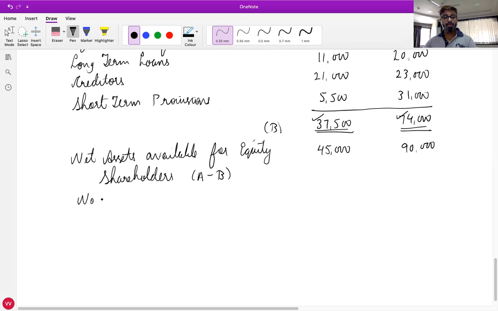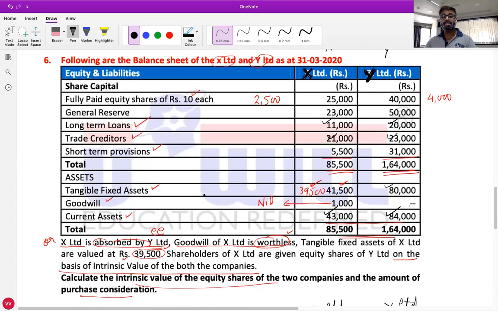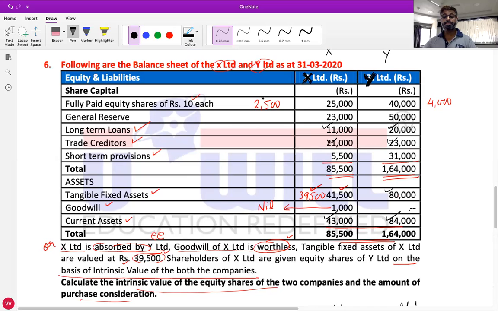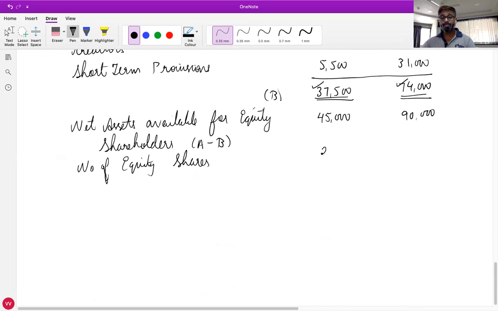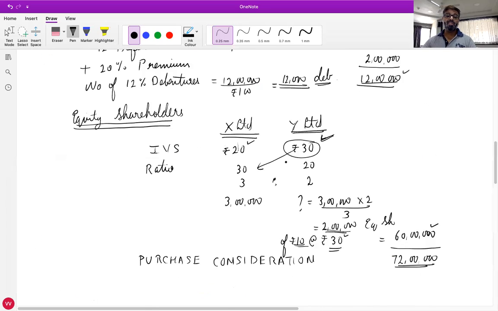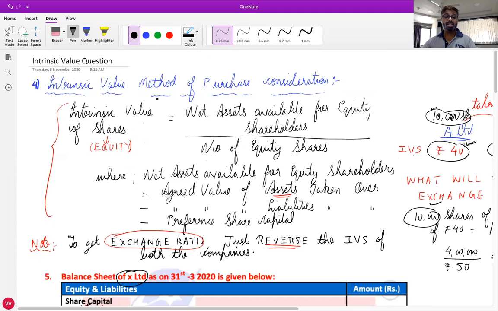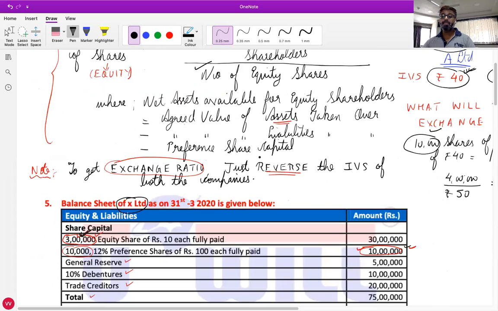Now, what are the number of equity shares? See in the balance sheet, the number of equity shares of X Limited is 2,500 and Y Limited 4,000. If you divide the two, will you get the intrinsic value? What is the formula of intrinsic value of shares? Net assets available for equity shareholders divided by number of equity shares.